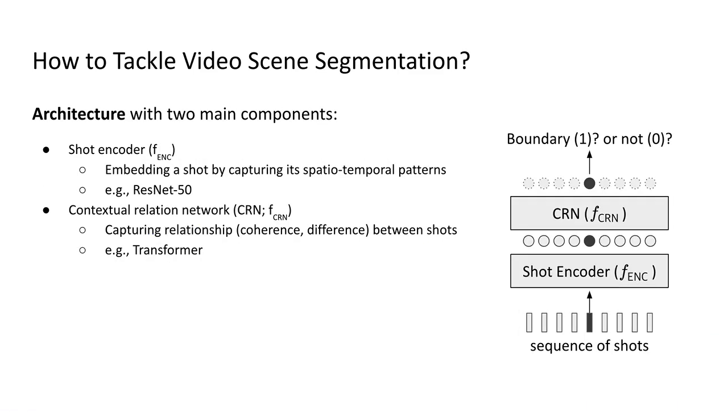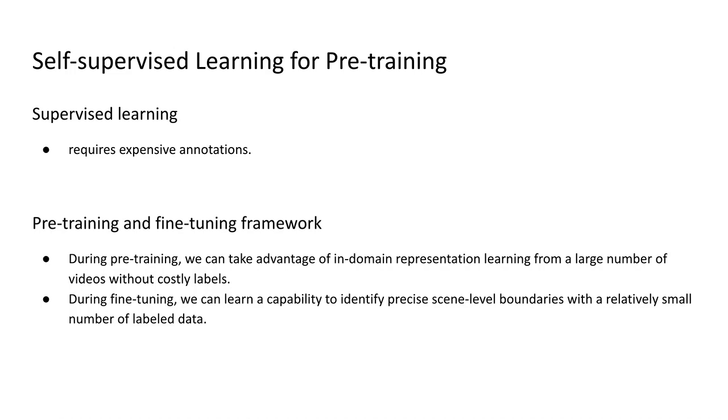It is fed into the shot encoder, followed by the contextual relation network. The shot encoder is responsible for capturing the spatio-temporal patterns of individual shots. The contextual relation network is in charge of capturing the relations between shots, such as coherence and difference. Then, it is determined whether the given shot is a boundary or non-boundary one, in a supervised manner.